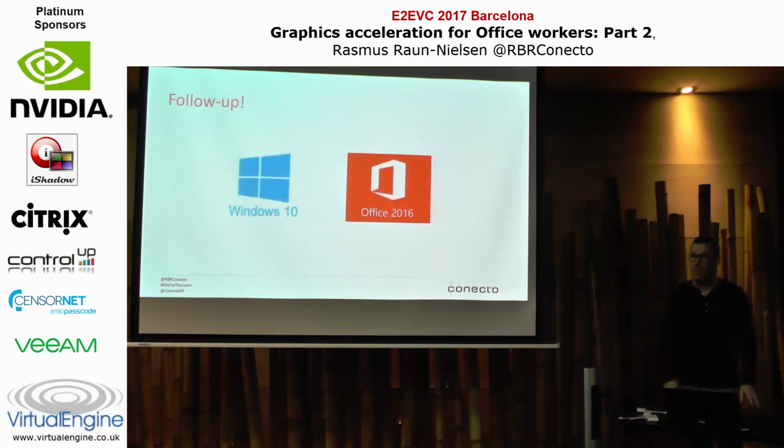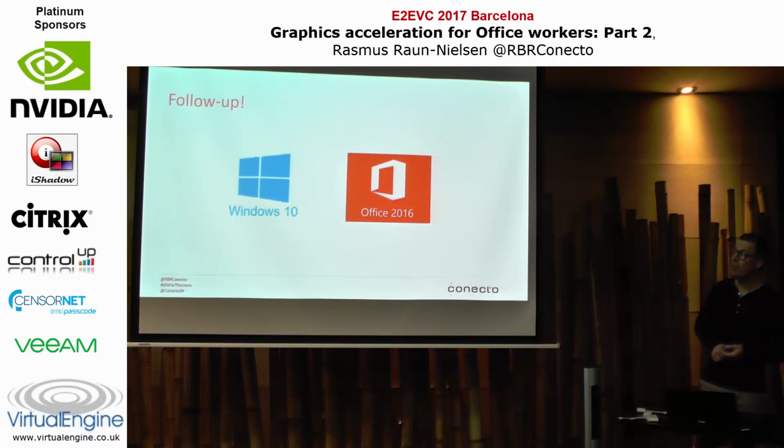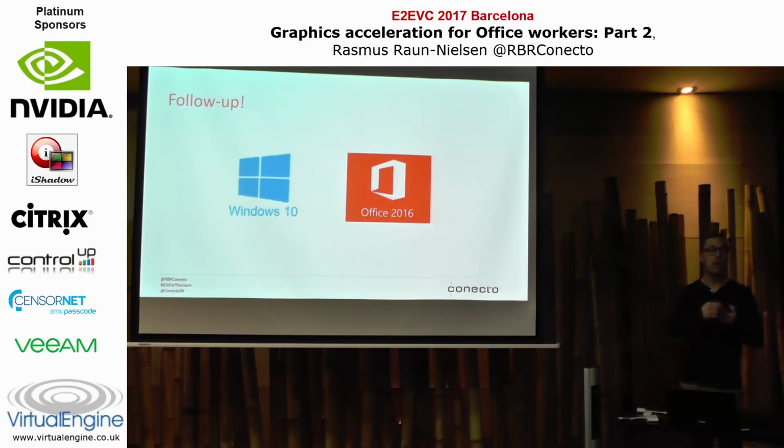So, since Windows 7, we of course have a new version, Windows 10, and Office 2016, and a couple of Login VSI tests have shown that just by changing the version of either the operating system and or the Office application, the user density gets lower because the resource consumption is higher.